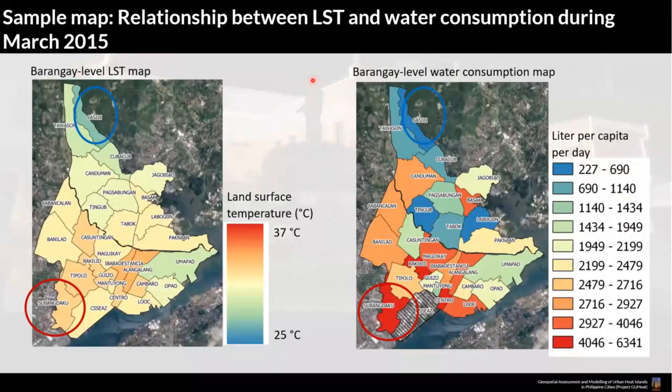Now, these are sample maps, barangay level LST map on the left, water consumption map on the right. It can be observed that there are certain areas that could have a positive relationship between LST and water consumption. For example, Barangay Casili has low LST and also has low water consumption, while Barangay Subang Dako has high LST and also high water consumption.